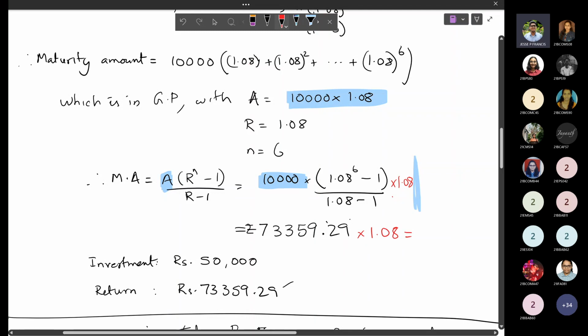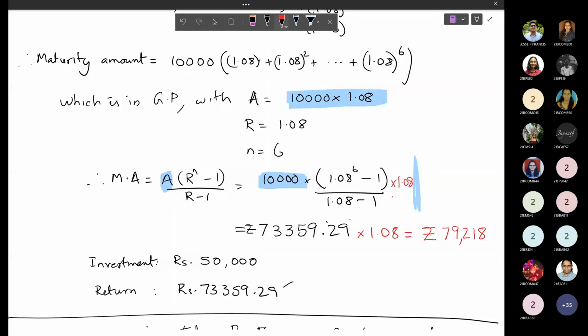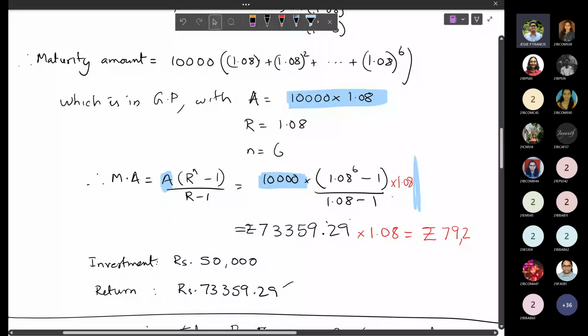And can someone tell me what will be the final answer? A is equal to rupees 79,218, is it? If I remember correctly. Can someone calculate and tell me? Yes, sir. 73,359 into 1.08. All right, so this was one. I am getting 228. 79,228 is what I'm getting when I calculate. Can you confirm? Yeah, 228. Can others do it and confirm?